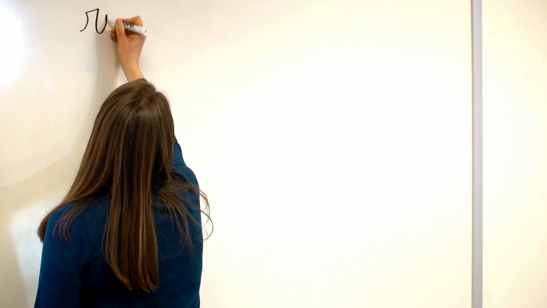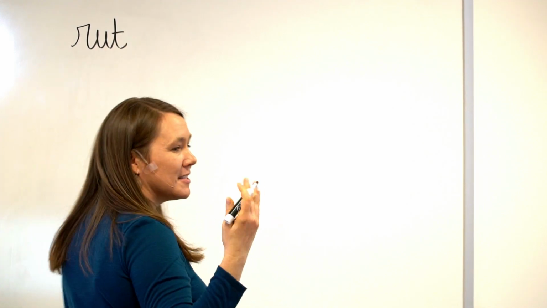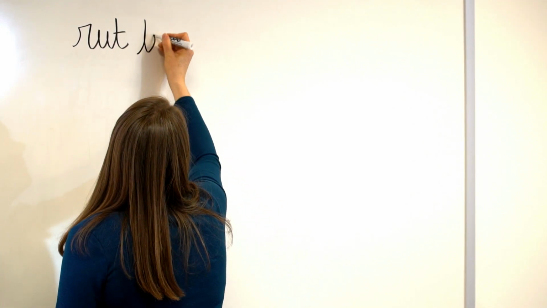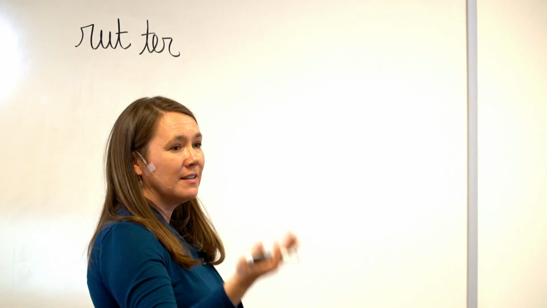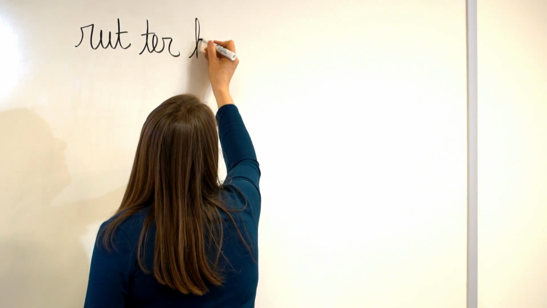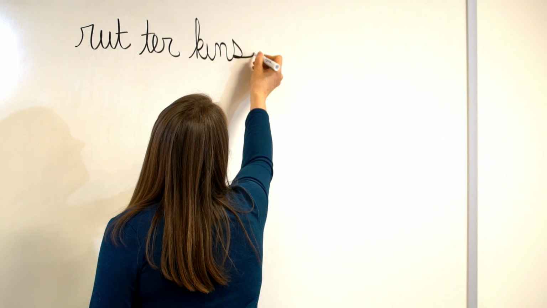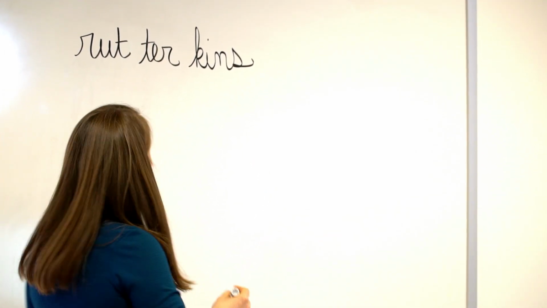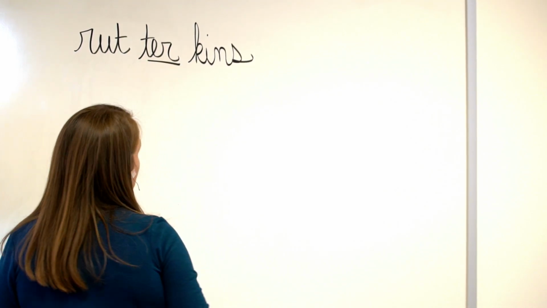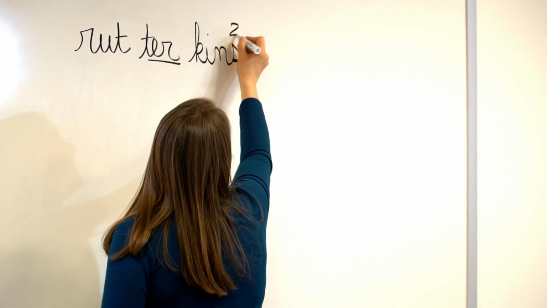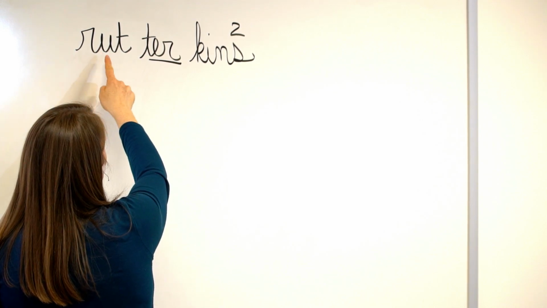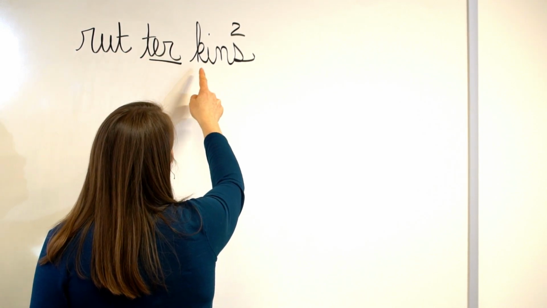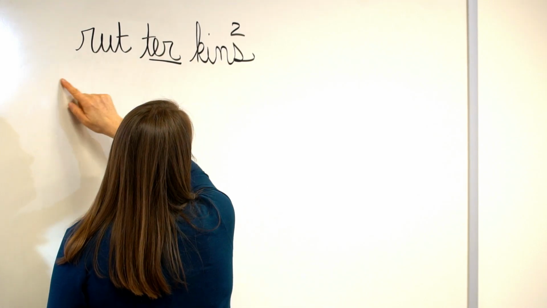And what's the first syllable? Rut. Help me to spell it. T. What is the second syllable? Ter. T. What is the third syllable? Kins. K. I. N. Z. How will we mark this? Underline the er. Put a 2 over the z. Let's go ahead and sound it out. T, t, k, I, n, z.